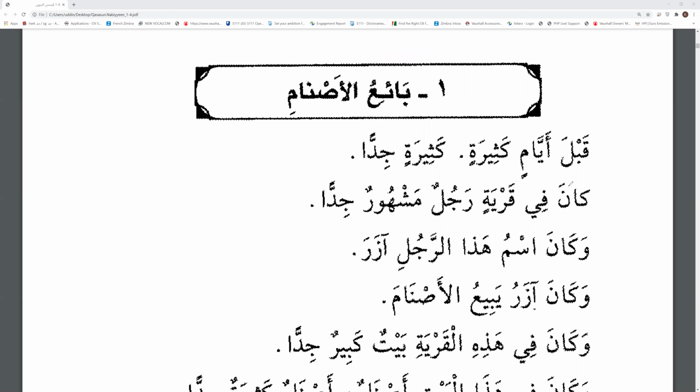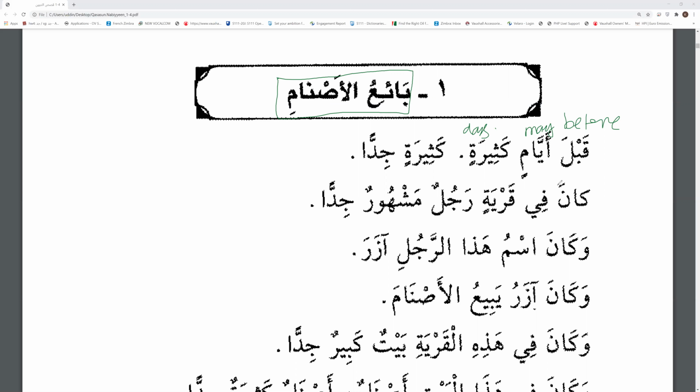Here we have kana. That's right. This is kathiratin jiddan. This basically means before days. Before many days, basically. You see that, boys: before many days. That's a translation. Seller of the idols. There was a guy who used to sell the idols. That's the title of the story.